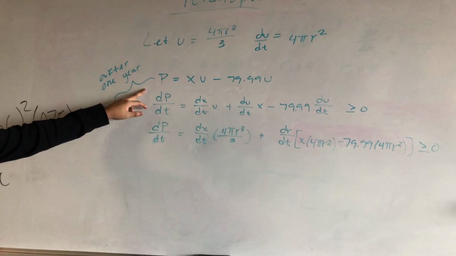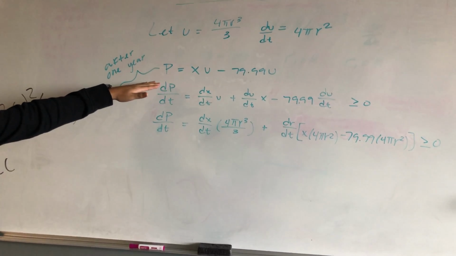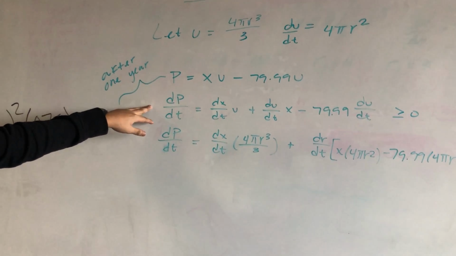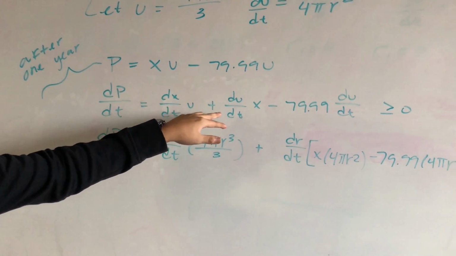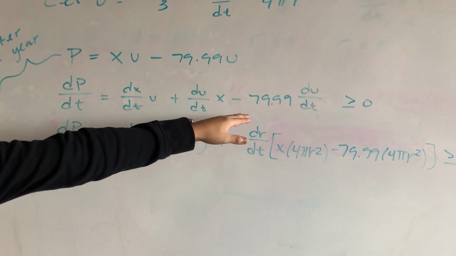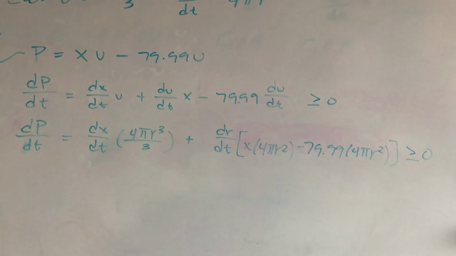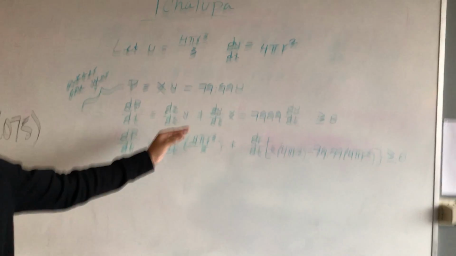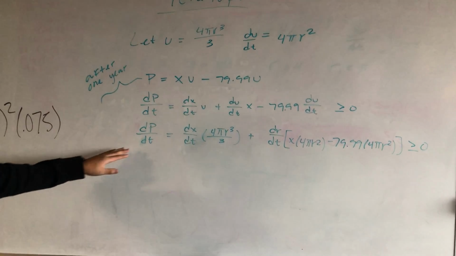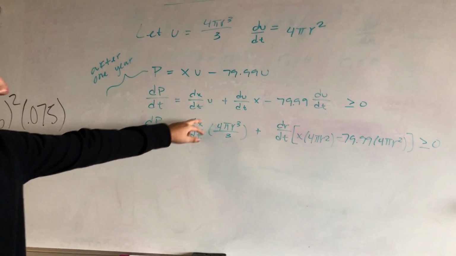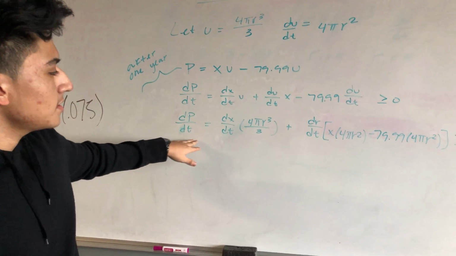We take the derivative of every single variable in the equation and we get that dP over dt is equal to dx over dt times u plus du over dt times x minus $79.99 du over dt, which has to be greater than or equal to 0 so that the profit does not decrease. Then, using direct substitution, we know where u is up here, so we just substitute.